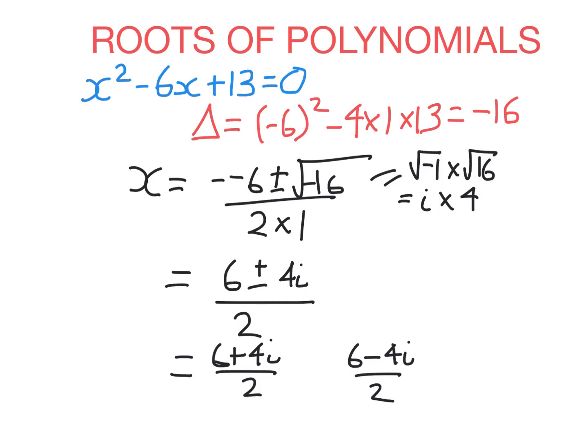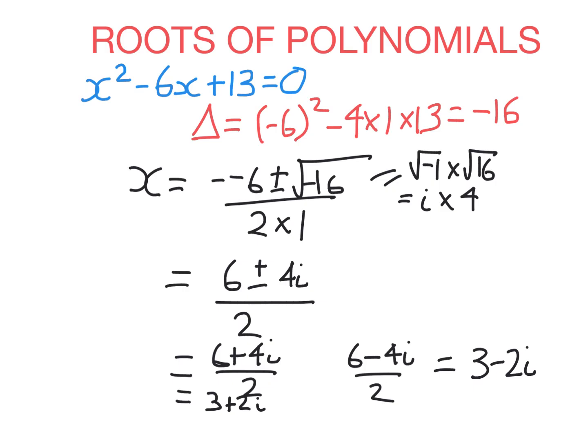Because both of these terms have a factor of 2, we can simplify this. 6 divided by 2 is 3, 4i divided by 2 is 2i, so the solutions are 3 plus 2i and 3 minus 2i. When you have a polynomial like this that has complex roots, they always come in complex conjugate pairs. If z is a root of a polynomial, so too is its complex conjugate.